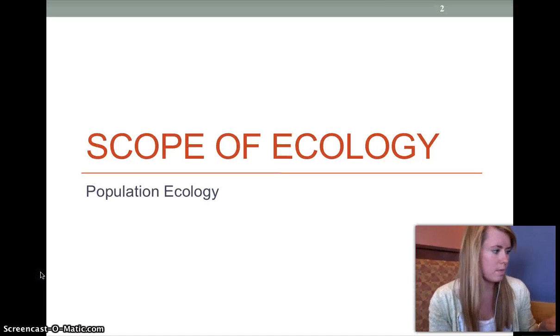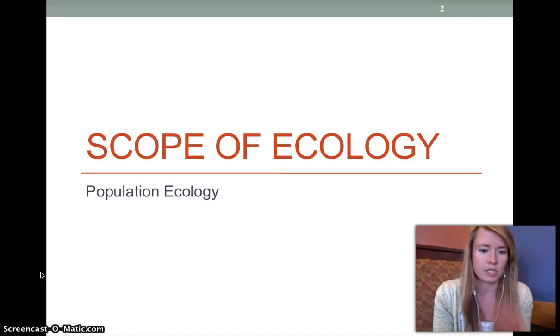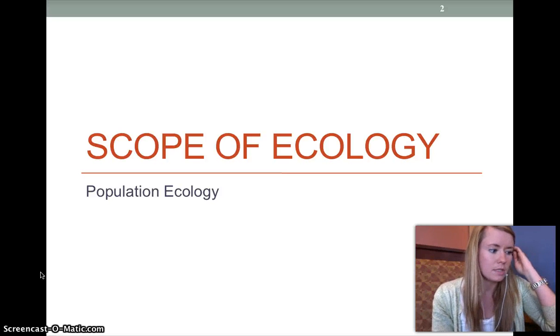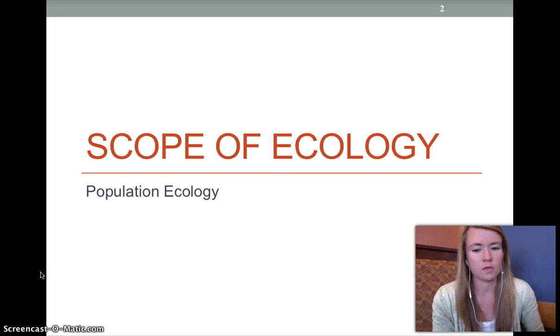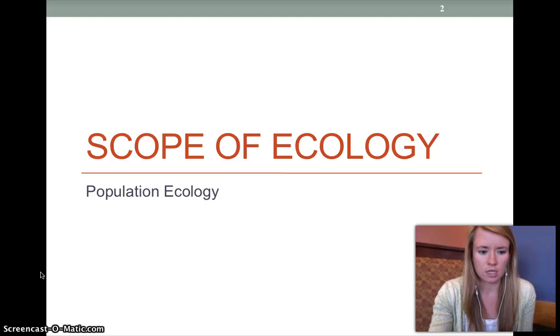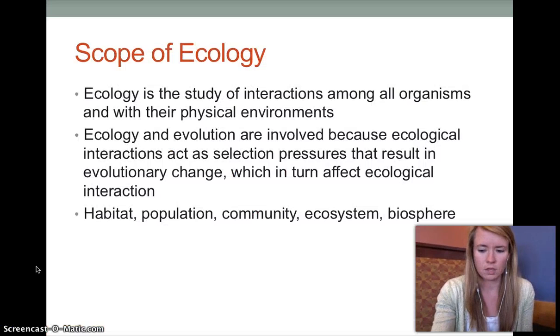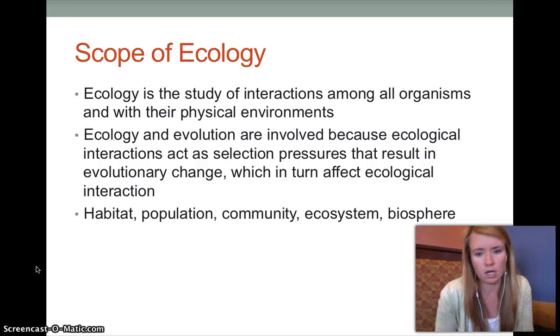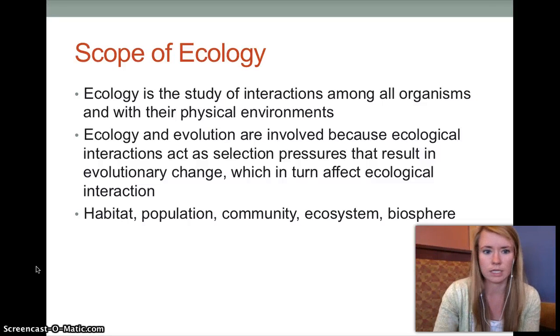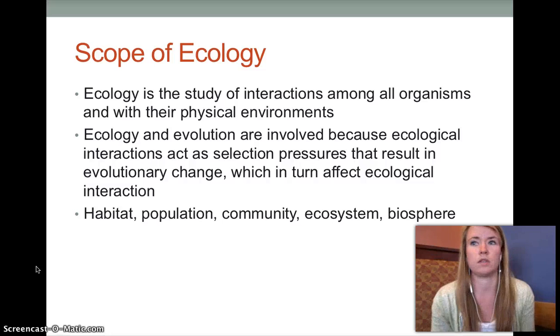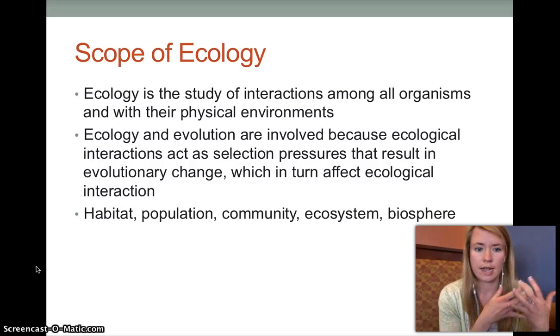So this chapter is still about ecology, but we're moving backwards now and just talking about how populations interact with each other. So the very first thing that we talk about is the scope of ecology. It's just kind of the definitions that you need to know for the chapter. By definition, ecology is the study of interactions among all organisms and with their physical environment. So we're talking about how living things interact with each other and how they are affected by their environments as well.